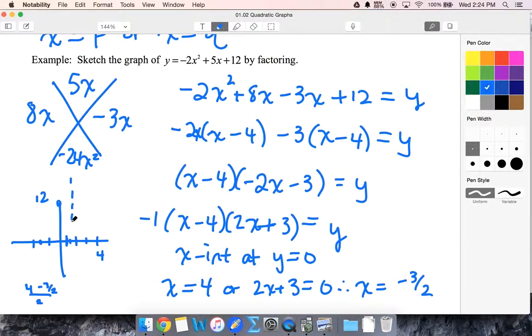There's my axis of symmetry. So somehow my graph is going to go up and come back down. And so using our roots to help us, and our roots to help us find the axis of symmetry. So that's going to be my x value that's in the middle. And there's how we can use factored form to help us graph.